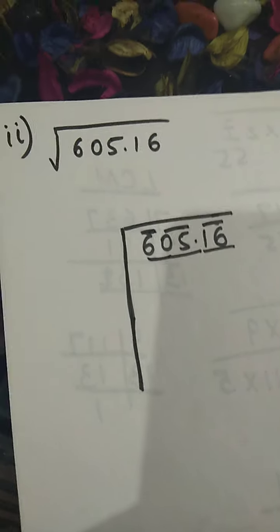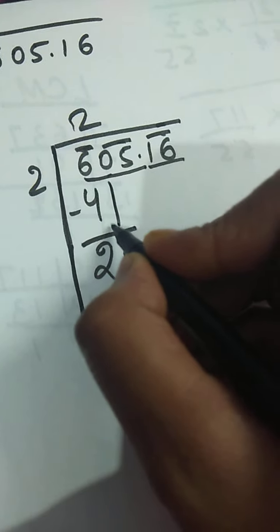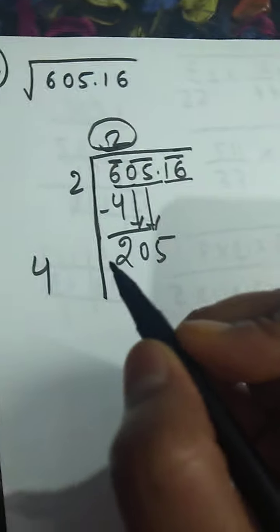So we have to make pairs of two numbers. So we have paired 16, we have paired 0 5, and 6 is left, which is unpaired. Now we have to read the square table. So 2 2s are 4, subtract it, and we'll get 2 0 5. The next pair will be copied down. Now we have to double the quotient. It will be 2 into 2, that is 4. This is our next step.